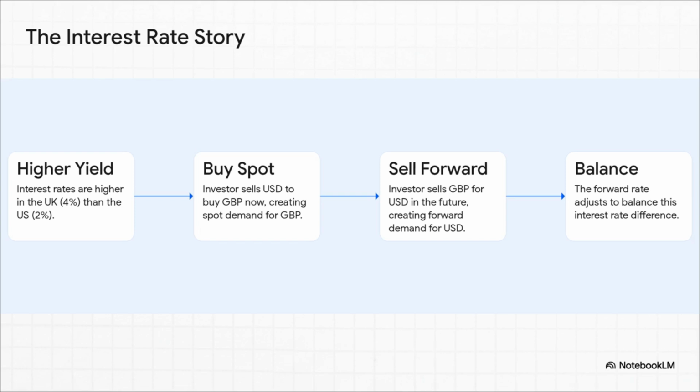They're creating demand for pounds in the spot market and demand for dollars in the forward market. And the forward rate adjusts with a premium or a discount to perfectly balance out that interest rate difference. Essentially, it makes sure there's no such thing as a free lunch.